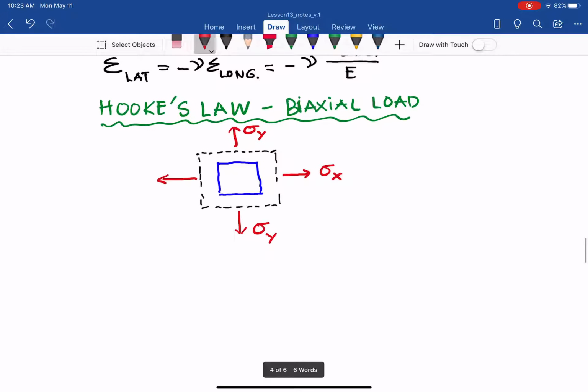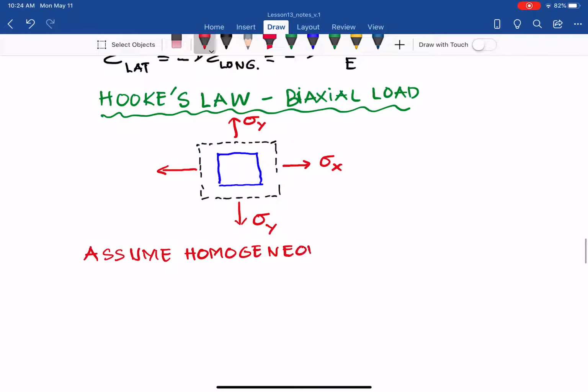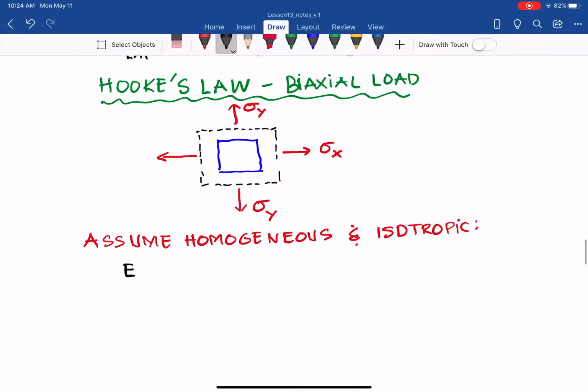Then we assume homogeneous, the same material throughout, and isotropic, the same properties in all directions. Then the modulus of elasticity in the x direction is the same as the modulus of elasticity in the y direction, and even in the z direction, because the property is the same throughout, based on our assumption of homogeneous and isotropic.